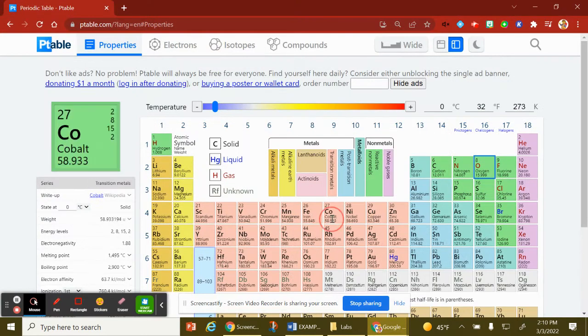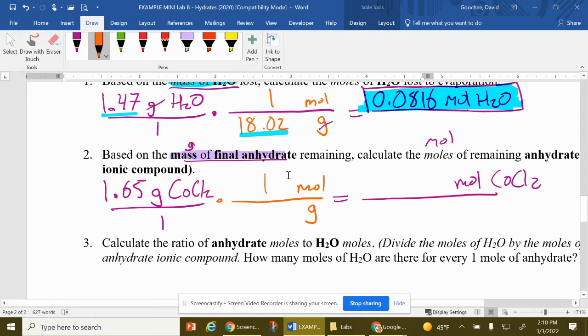So I'm going to add that together. Cobalt is 58.93 and 2 chlorine, so plus 35.45 plus another 35.45. I get the molar mass of cobalt 2 chloride to be 129.83 grams per mole. And again, this right here is for cobalt 2 chloride.